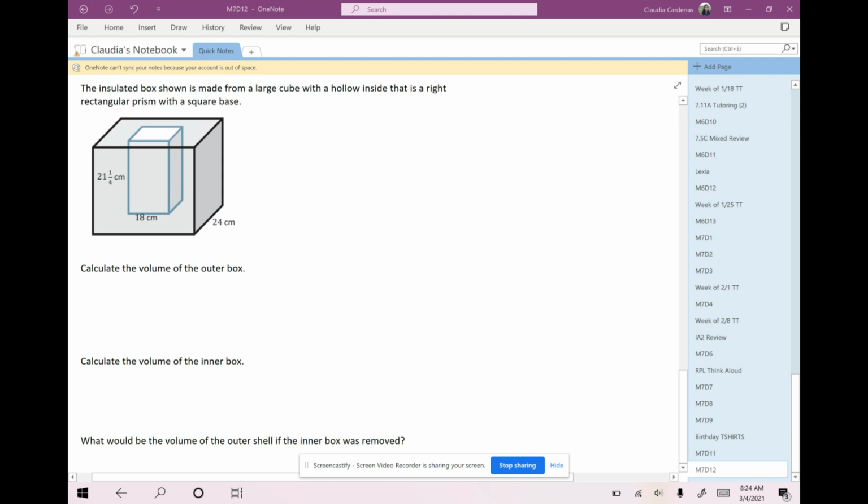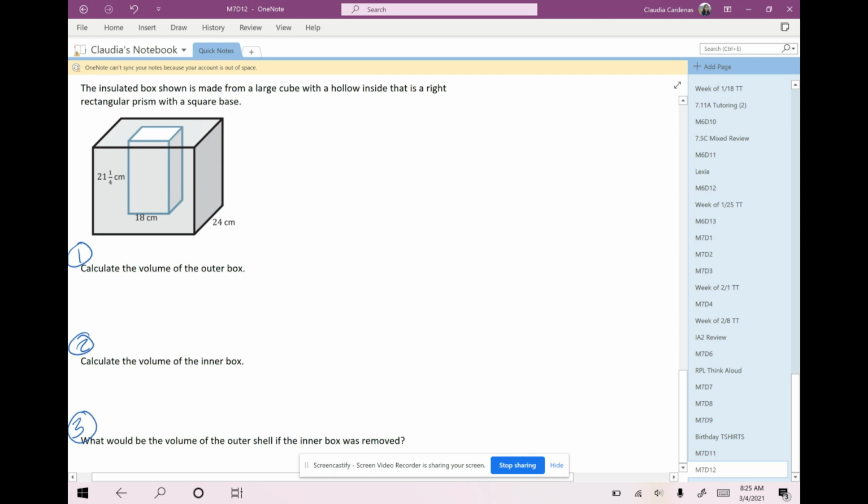So we're looking at an insulated box, and it's made up of a larger cube with a hollow inside that is a right rectangular prism that has a square base. They have three parts they want us to do. One, to calculate the volume of the outer box. Two, to calculate the volume of the inner box. And then three, to determine what would the volume be of the outer shell if the inner box was removed.